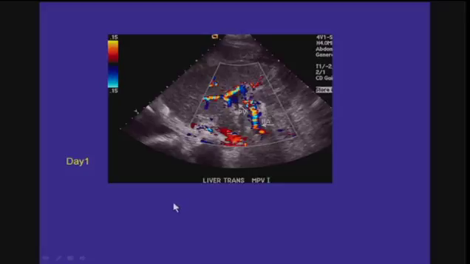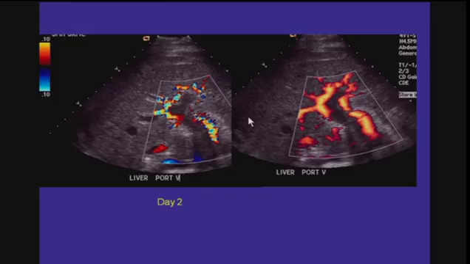Here's another patient. Day 1, you can see that we can see a little bit of flow in the portal vein, quite a bit of flow here in the hepatic artery, but the rest of this portal vein has echogenic material within it, consistent with thrombus. And you can see on day 2, they put the patient on anticoagulation, but it didn't open up, and you can see the thrombus actually has extended. Power Doppler shows basically the same thing.